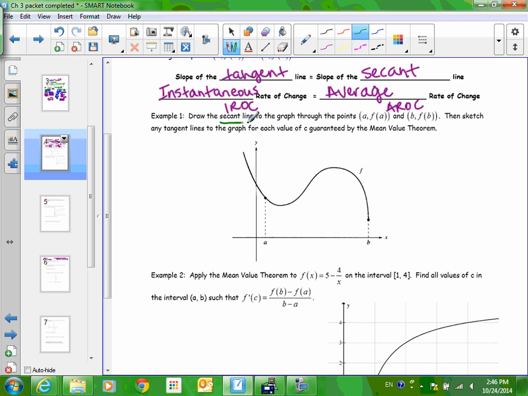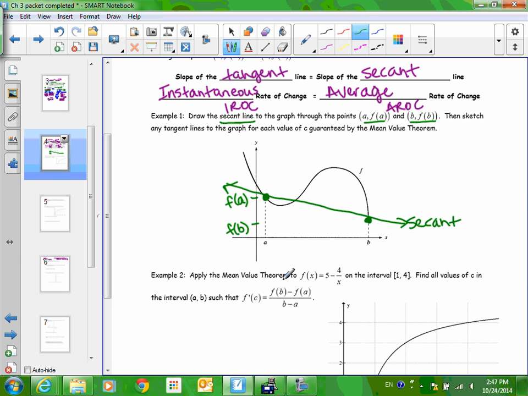Now, sometimes people are like, what's a secant line? It's just a line between 2 points. Okay, so through A, f of A, and B, f of B. So here's A. If you're like, what does f of A mean? It's just the y value at that point. F of A. So through that point and through this point. And go ahead and even write f of B. So if you connect these two, that is your secant line. And it has a slope, right?